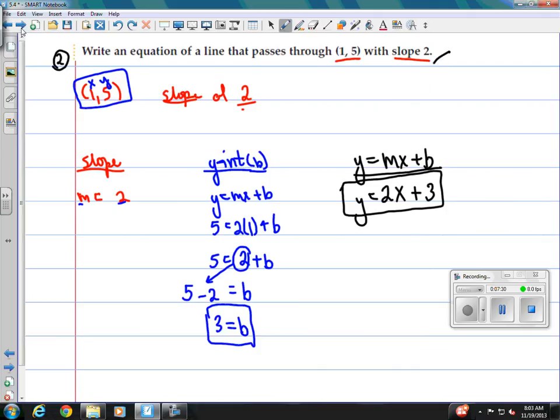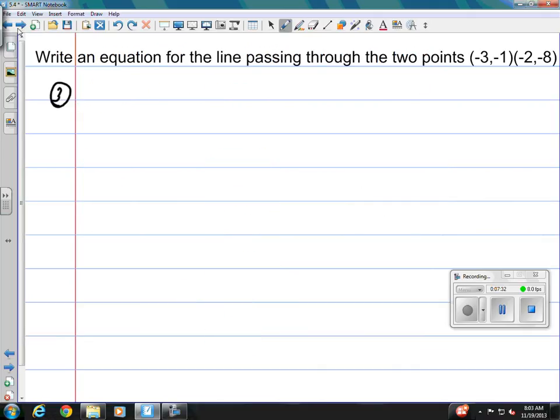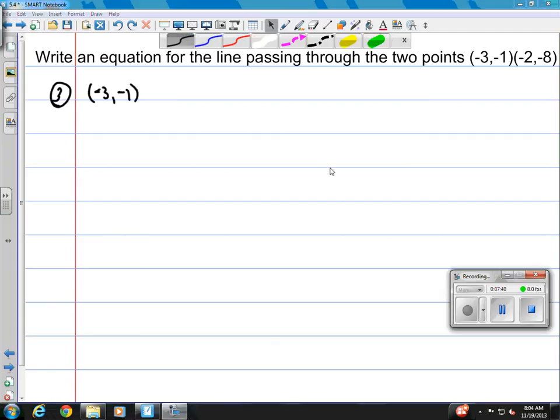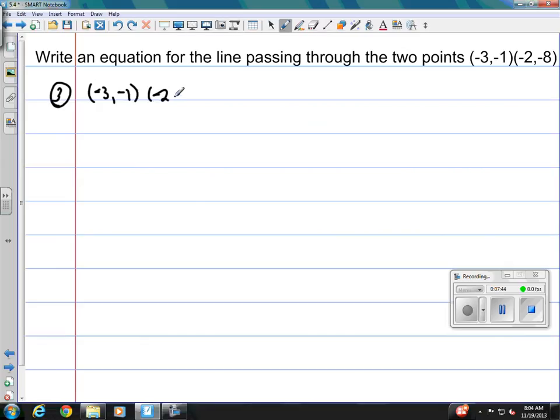Now let's look at our third example. It says write a linear equation for a line passing through the 2 points, -3, -1. Okay, and the second ordered pair is -2, -8. So remember, when we write a linear equation, the very first thing we need to find is our slope. And slopes are variable m, so m equals.